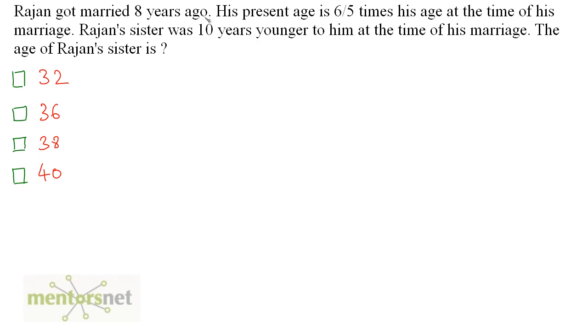Rajan got married 8 years ago. His present age is 6 by 5 times the age at the time of his marriage. Rajan's sister was 10 years younger to him at the time of his marriage. The age of Rajan's sister is. So let the present age of Rajan be x. So his present age is 6 by 5 times the age at the time of his marriage, so x is equal to 6 by 5 times the age when he got married. He got married 8 years ago, so the age when he got married is x minus 8.